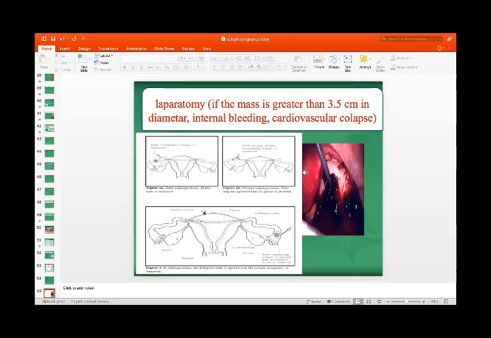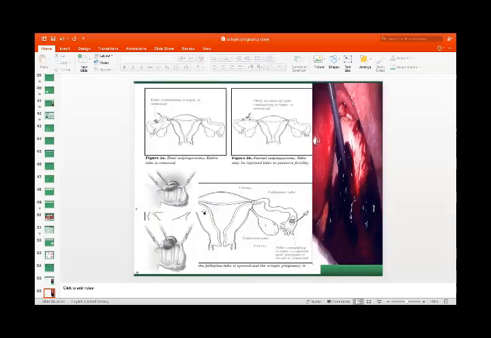So laparotomy, when will you do laparotomy? If the patient is hemodynamically unstable, and there is no expertise or the facility is not available. The mass may be 5 cm in diameter and the problem is she is going into shock. This is your pregnancy and this is the ectopic. So what we do? We can either do salpingectomy or we do an incision on the antimesenteric border of the tube.